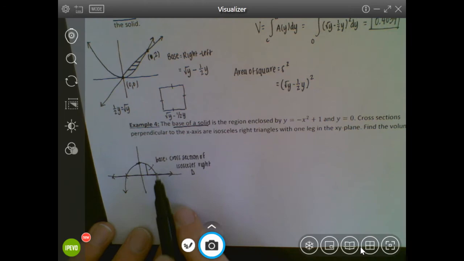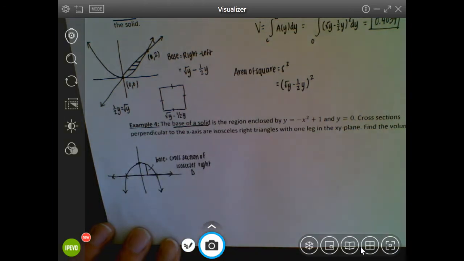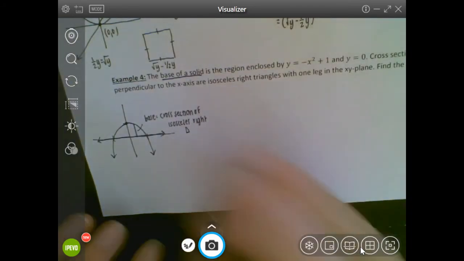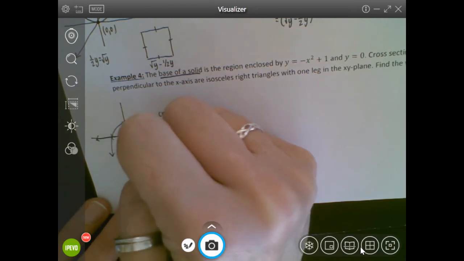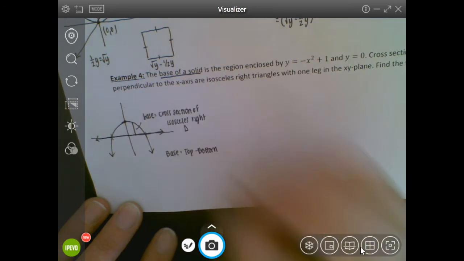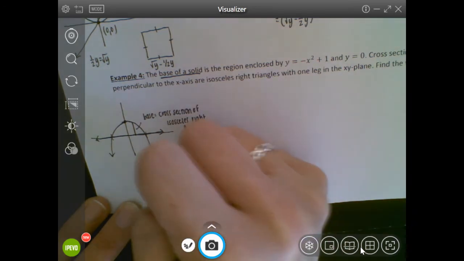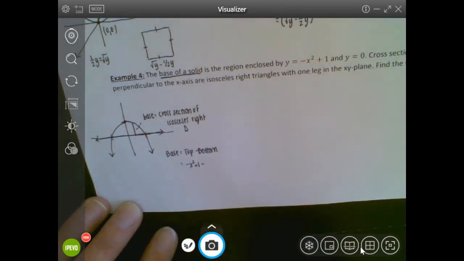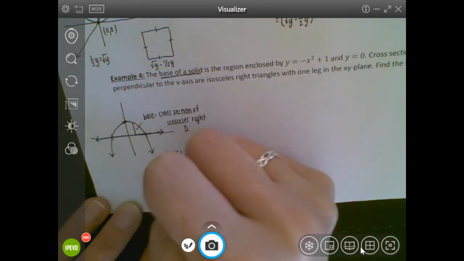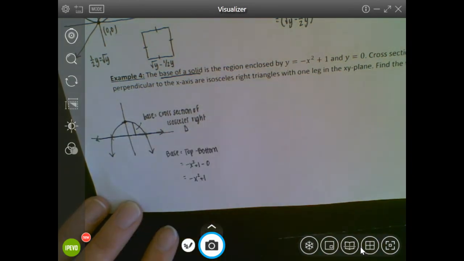So now that we're talking perpendicular to x, we're going back to integration with respect to x. So when I find the length of my base, I'm going to be doing my top minus bottom. And in this case, my top function is going to be that negative x squared plus 1. My bottom function is actually going to be 0. So my base is going to be negative x squared plus 1.